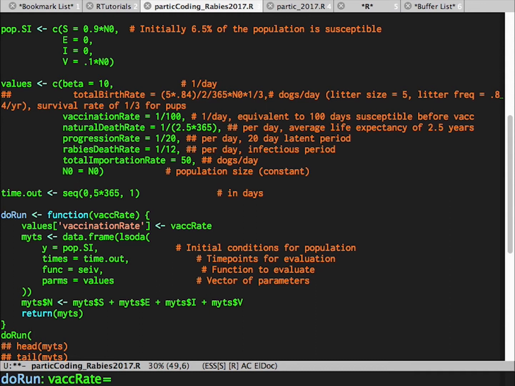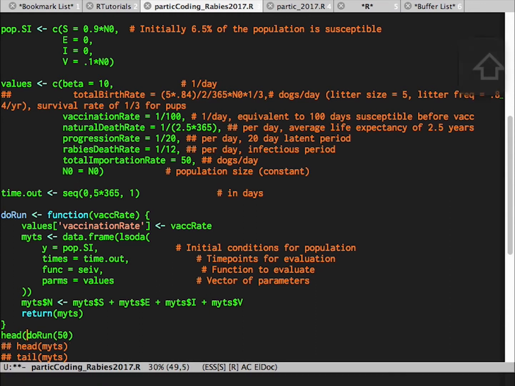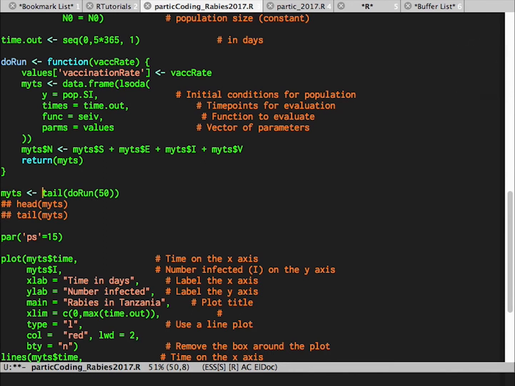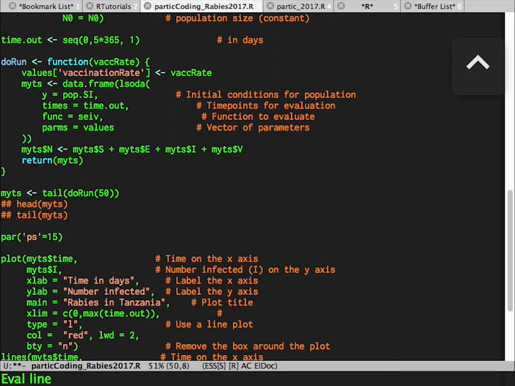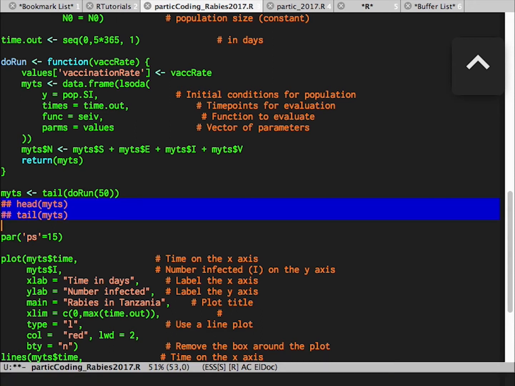So if I do it with 50, that's going to be a very high vaccination rate, right? That means dogs are vaccinated instantly. Okay? So let's say my TS of instant dog vaccination. Hopefully that should eliminate rabies, right? If we're vaccinating dogs within a 50th of a day, that means right after they're born, all of them. Okay?